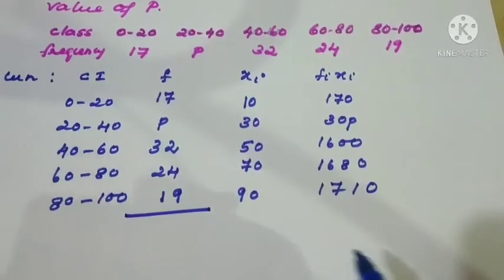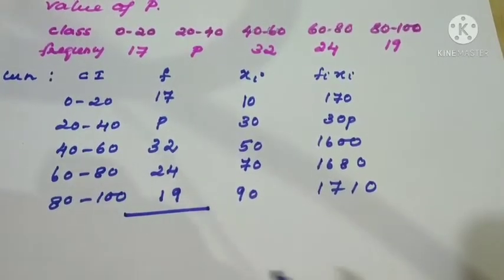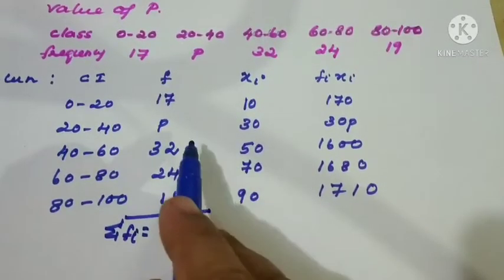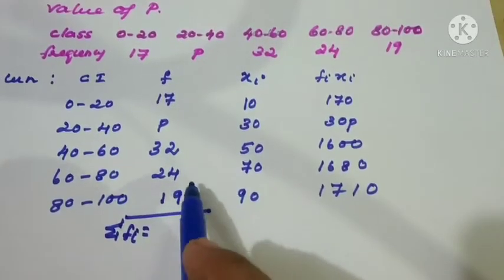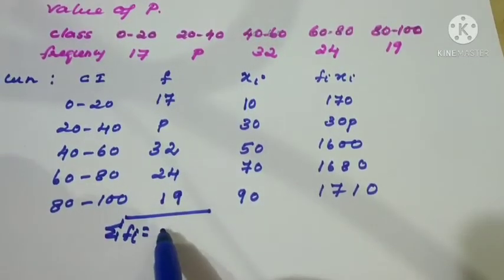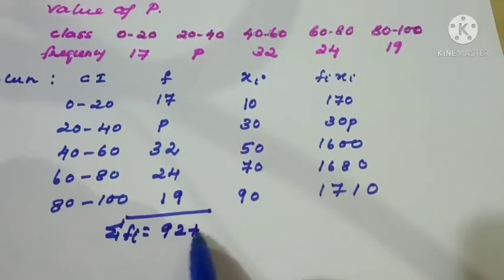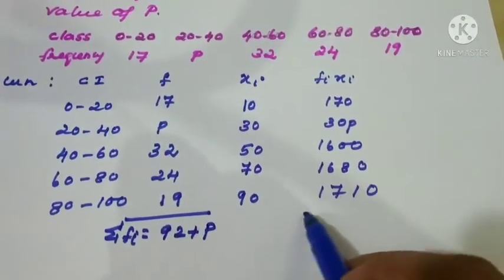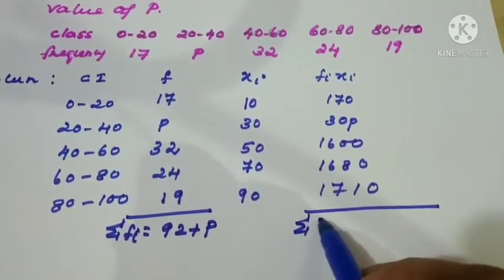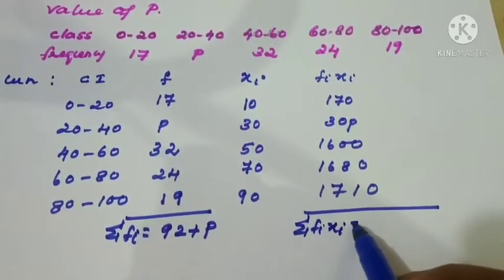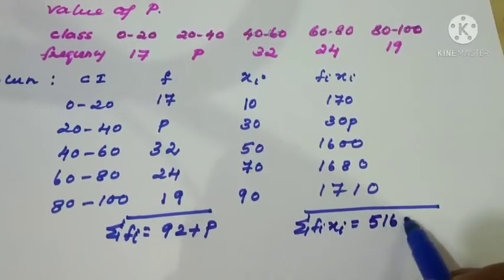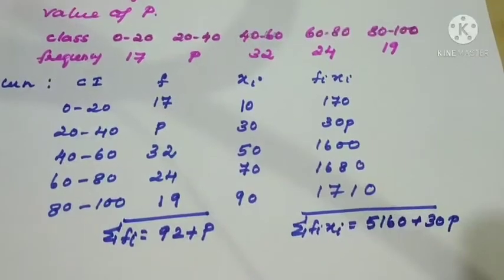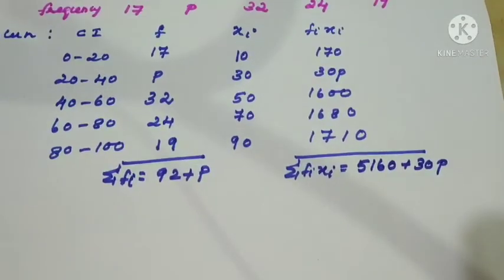Now what is the next column? Sigma Fi. If you add, the P value is there, so that will be unknown. The remaining, if you add, it will be equal to 92 plus P only. P we cannot add with that, it is a variable. So here sigma Fi Xi to be written. If we add, it will be equal to 5160 plus 30p. So the direct method only we are using here.